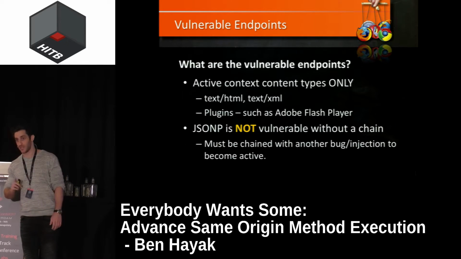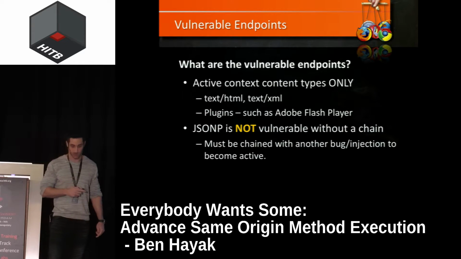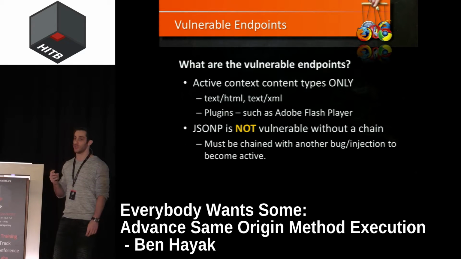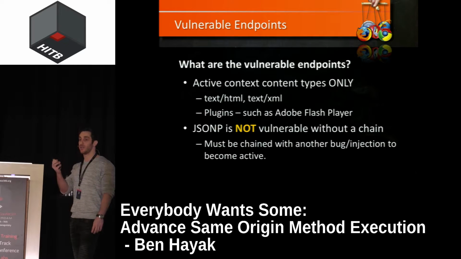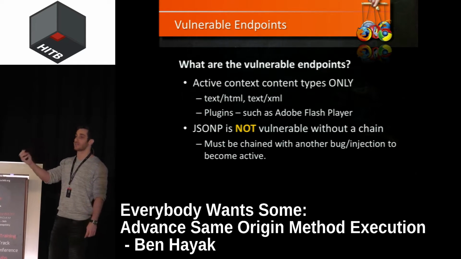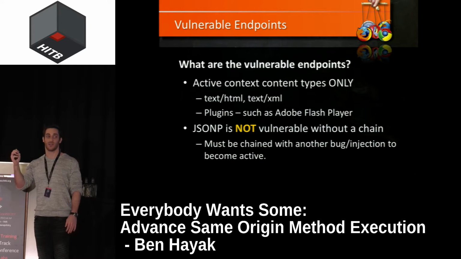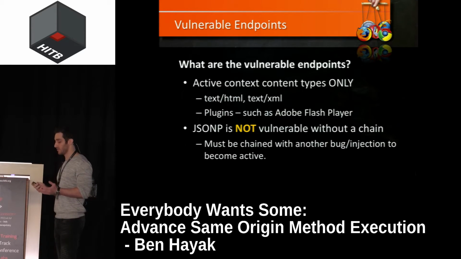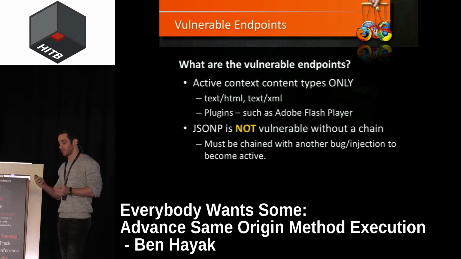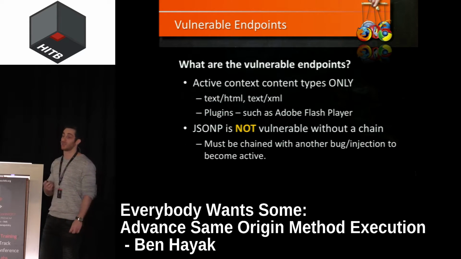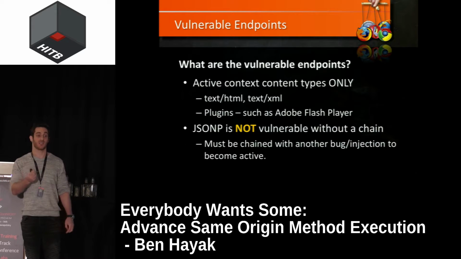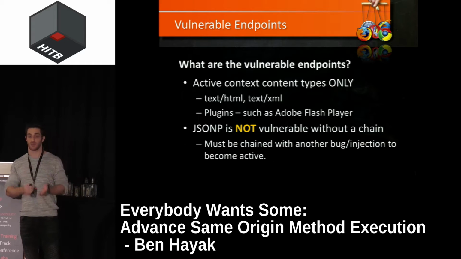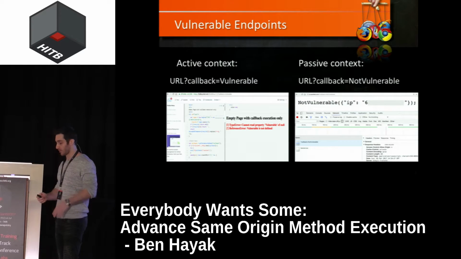So we need to understand which endpoints are vulnerable and why. The number one thing that you need to make sure is that you have an active context. The callback executes in a text/HTML, text/XML, whatever, or a plugin, whatever the execution context may be. It needs to be active. For example, like I mentioned, JSONP endpoints are not vulnerable unless you can chain them. If you can make a JSONP endpoint callback execute on the page and not just render, then you have a SOME attack. But if not, then that's not it.